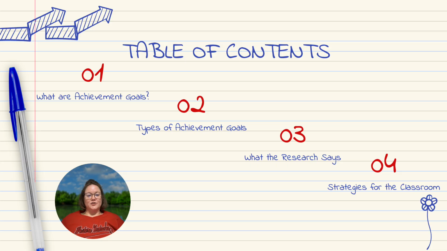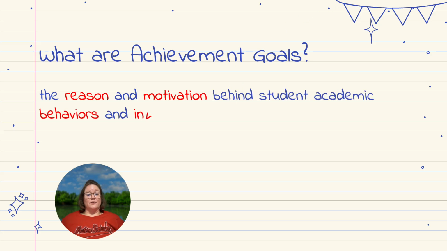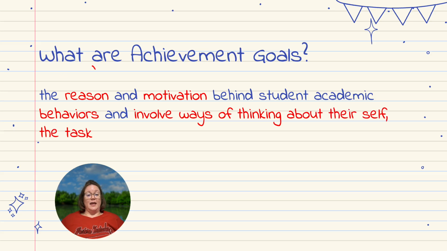In this presentation, I will go over what achievement goals are, types of achievement goals, what the research says, and strategies for the classroom. So what are achievement goals? Well, Kaplan and others state that it is the reason and the motivation behind student academic behaviors, and it involves ways of thinking about their self, the task, and the outcomes.